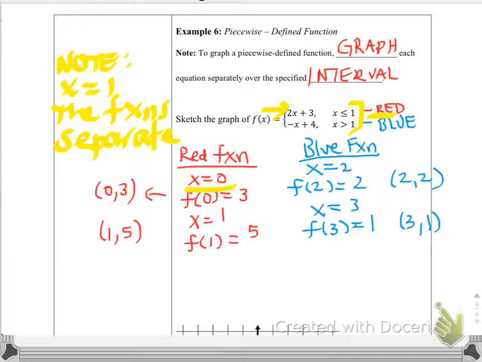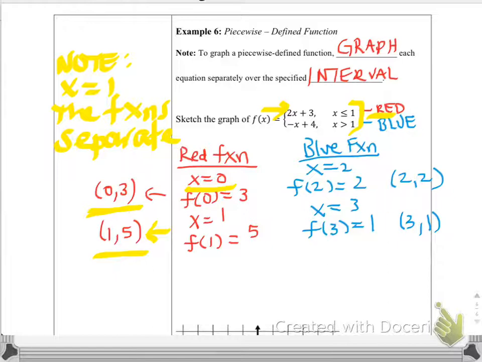Because it's less than or equal to 1. And so f of 1, when you plug 1 into that function, it's 2 times 1 plus 3, so f of 1 is 5. So therefore, we have the points (0, 3) and (1, 5), and therefore, since we have 2 points, we can draw our graph.